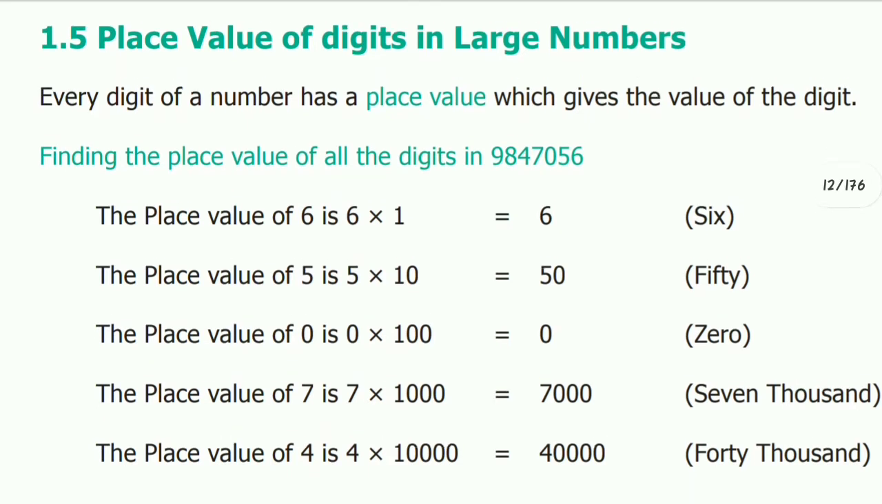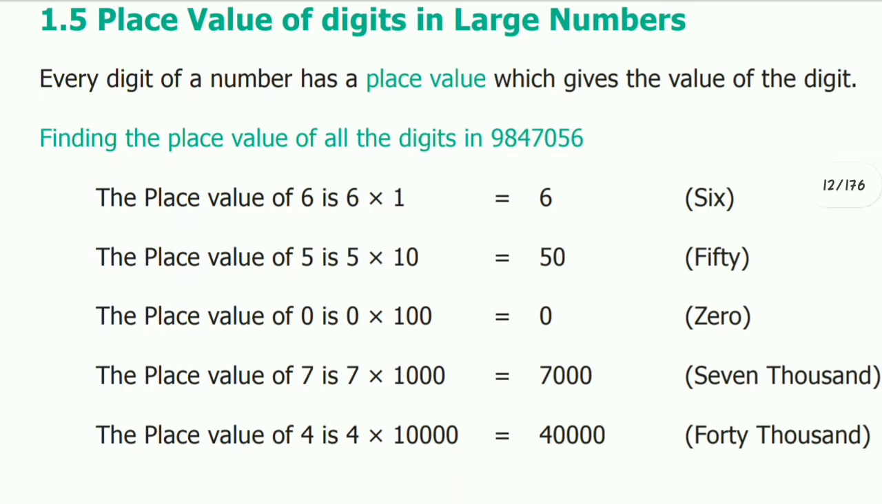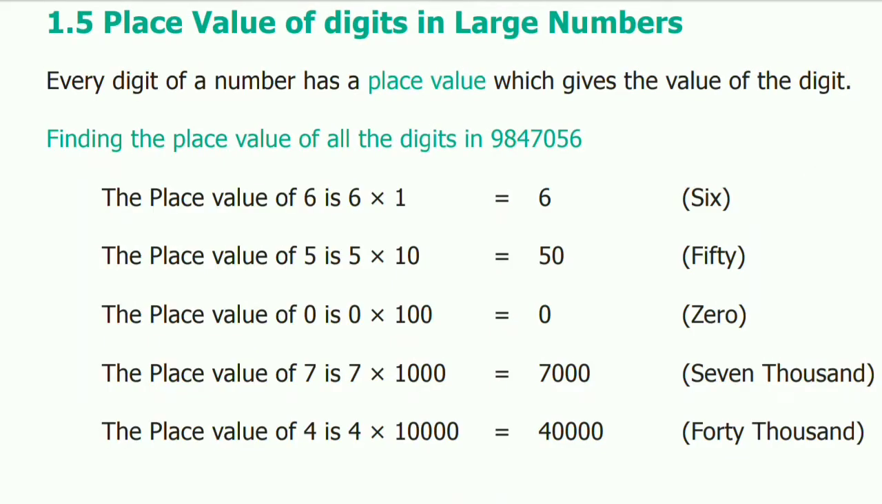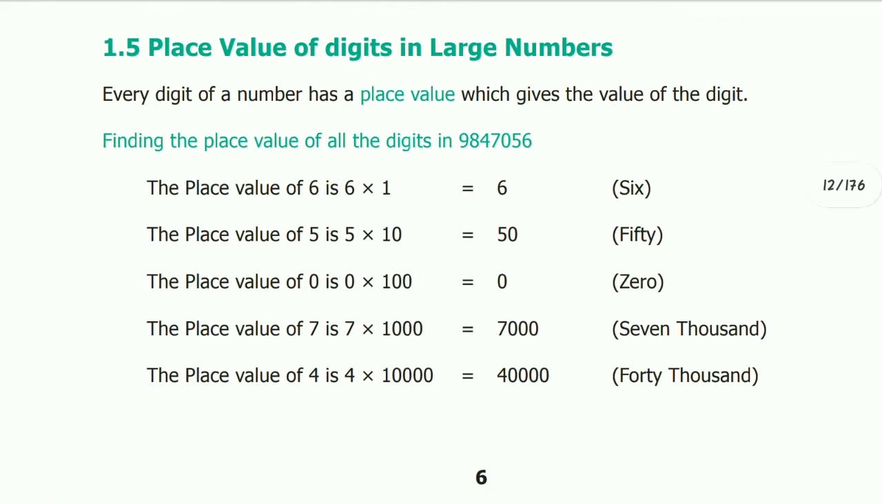Next, the place value of 7. Ones, tens, hundreds, that is 1000. How many thousands are there? 7 thousands. So 7 into 1000 equal to 7000. Next, the place value of 4. Ones, tens, hundreds, 1000, 10,000. How many 10,000s are there? 4 10,000s. So 4 into 10,000 equal to 40,000.